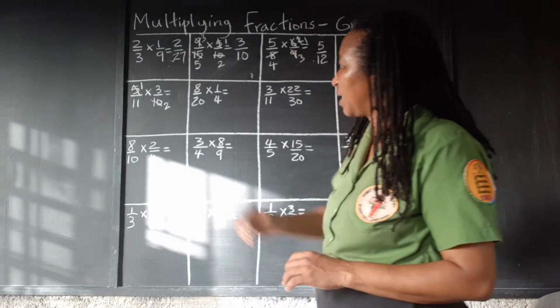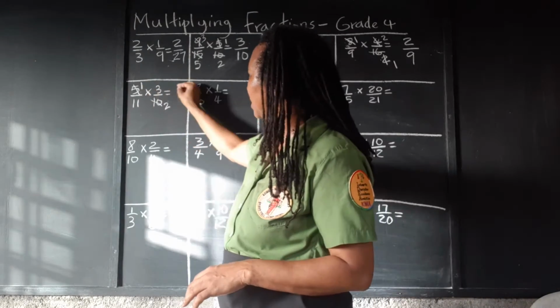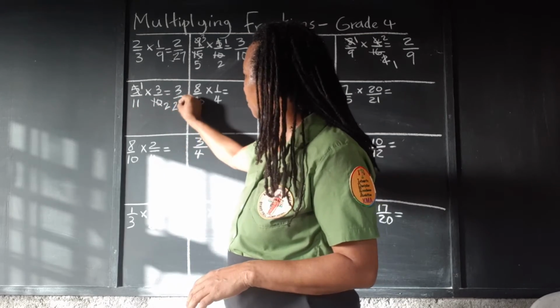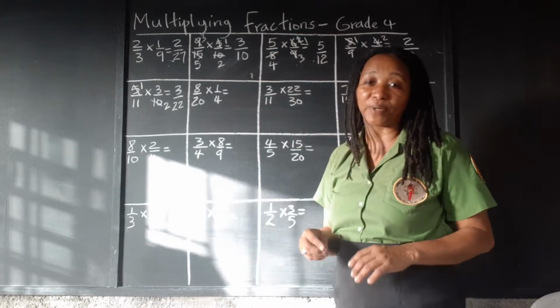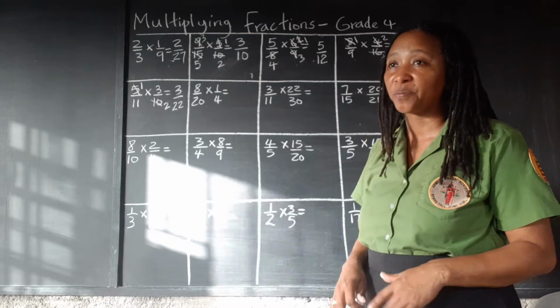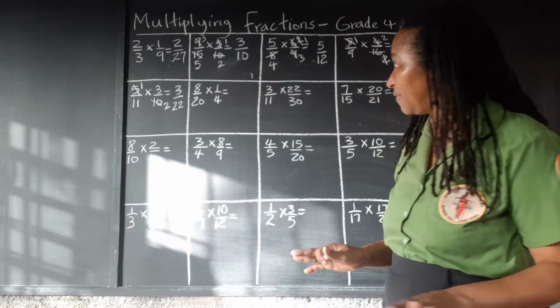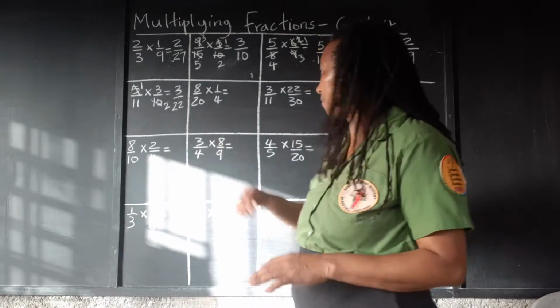So what we're left with is 1 times 3, which is 3, and 11 times 2, which is 22. Now 3/22 is in its lowest form. There's nothing that can reduce 3 and 22, so we leave them like that. This is the final answer.